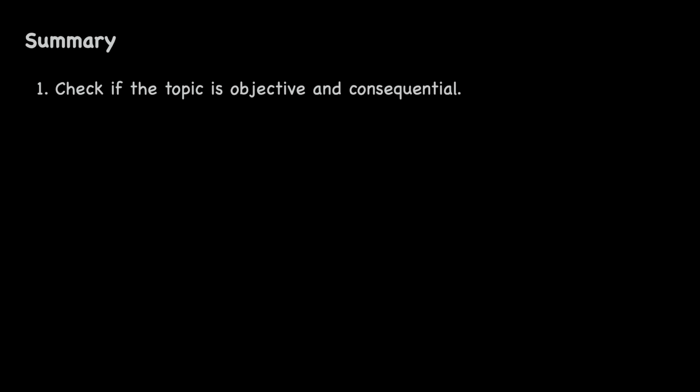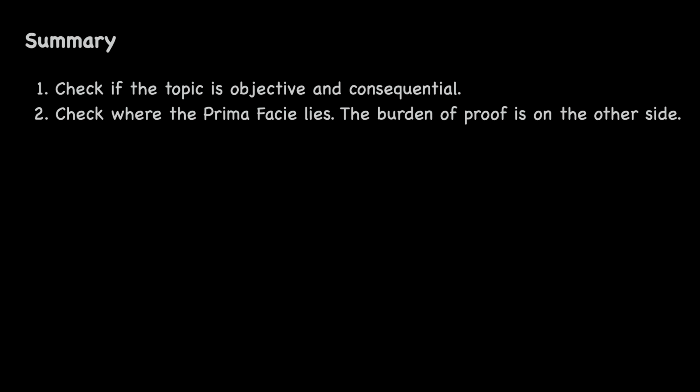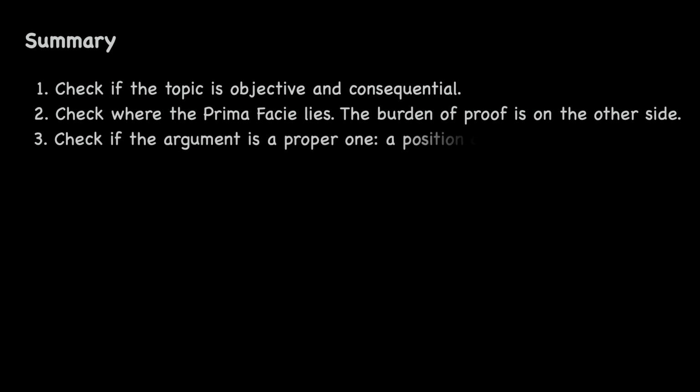This was a lengthy topic, so let's summarize what we covered in the last two videos. Not necessarily in the order presented, but in the order that would apply in a real situation. 1. Check if the topic is objective and consequential. Otherwise, arguing may be impossible or not worthwhile. 2. Check where the prima facie lies. The burden of proof is on the other side. 3. Check if the argument is a proper one, a position defended by a reason. If one of those two components is missing, then there is nothing to object against.